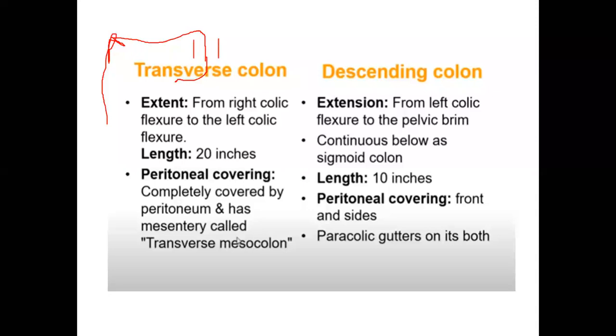And then begins the descending colon. The descending colon begins from the left colic flexure up to the pelvic brim, and then from the pelvic brim begins the sigmoid colon. This descending colon is covered with peritoneum in the front and on the sides, like the ascending colon.